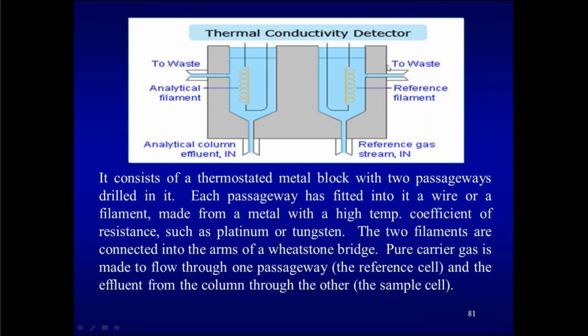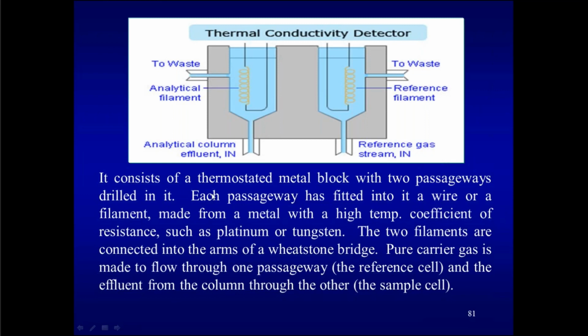So this is a thermostated metal block. In this metal block, two passageways are drilled. These are the two passageways. These two should be identical. Its width, its length, everything should be identical. Each passageway has fitted into it a wire or a filament. This is the filament, or it could be a wire. It is made from a metal with a high temperature coefficient of resistance, such as platinum or tungsten.